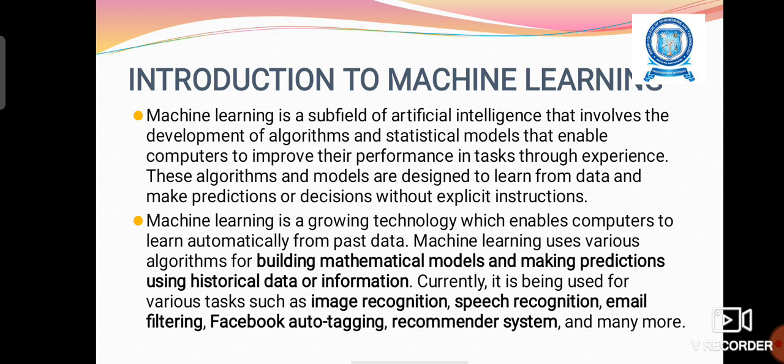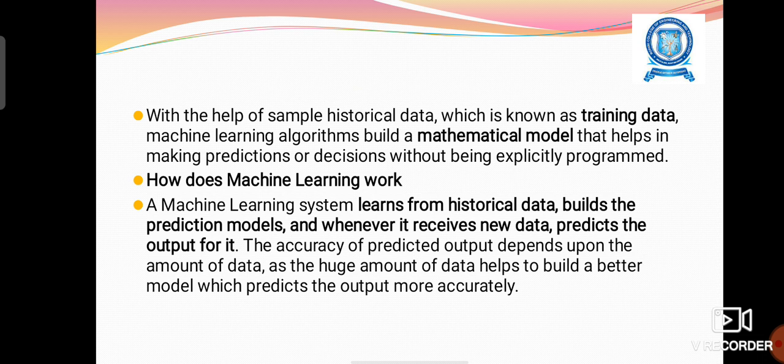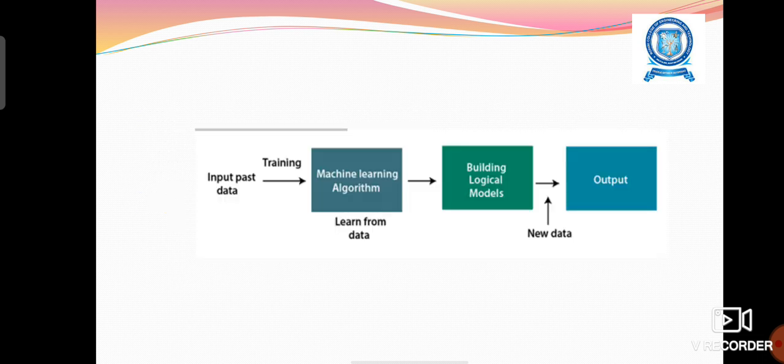Machine learning has applications in various tasks such as image recognition, speech recognition, email filtering, Facebook auto tagging, recommender systems, etc. As we said, a machine learning system learns from historical data, and with the given input it is used to build prediction models, and whenever it receives new data it predicts the output. This is the workflow of a machine learning system.